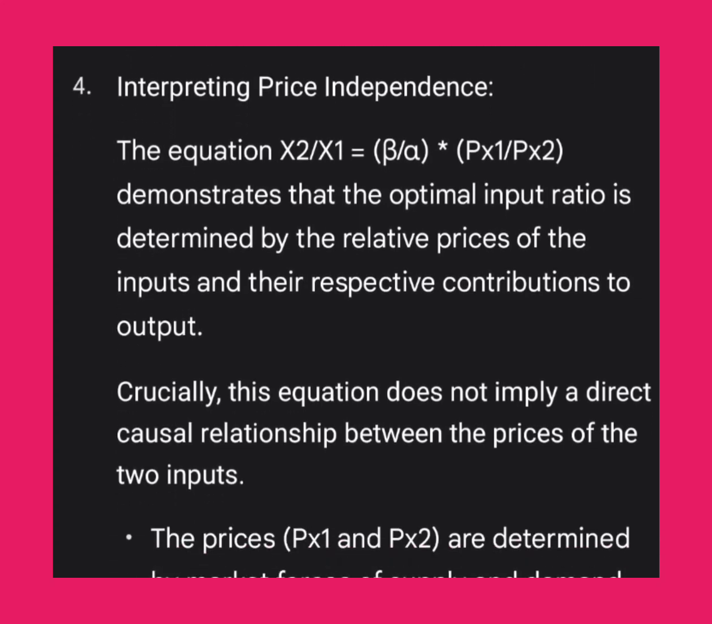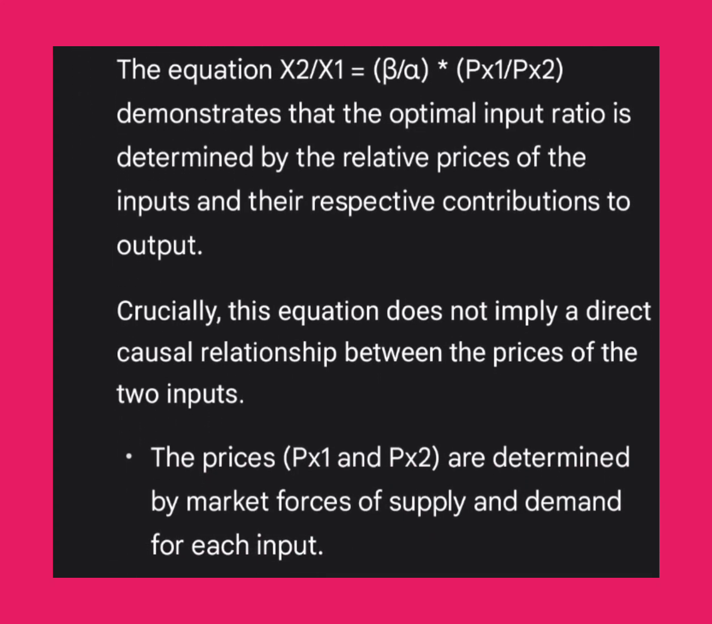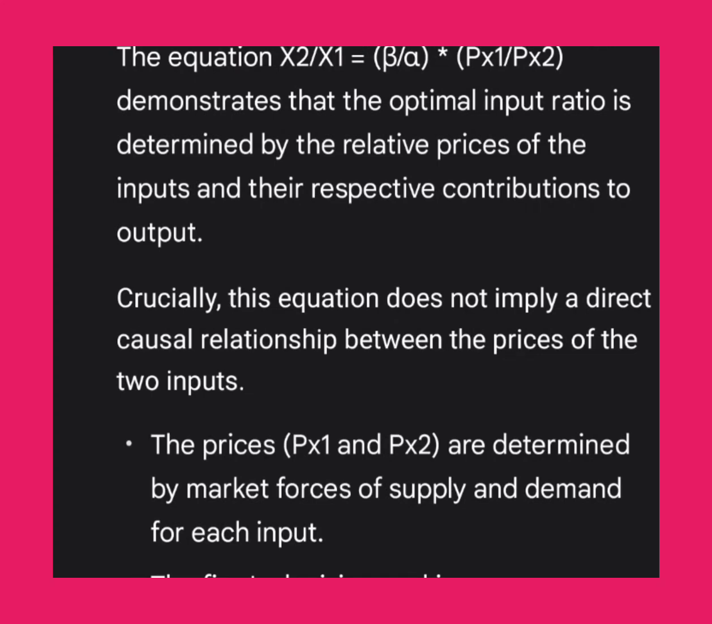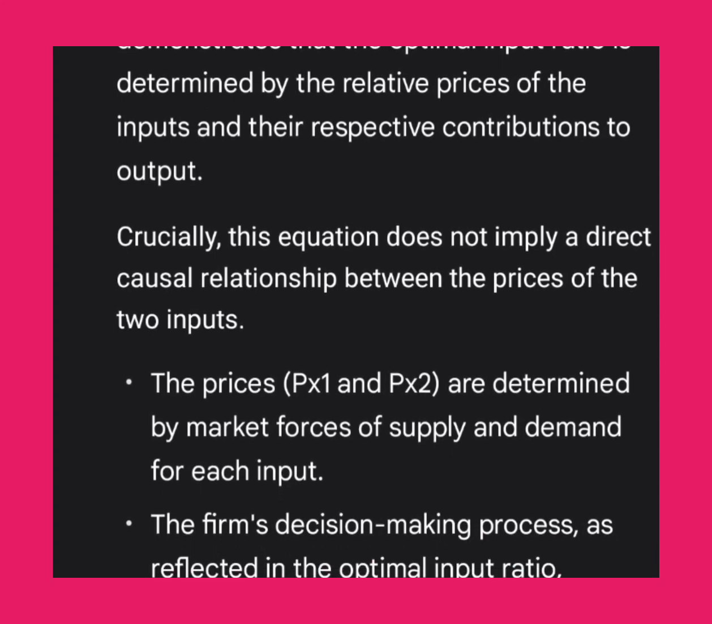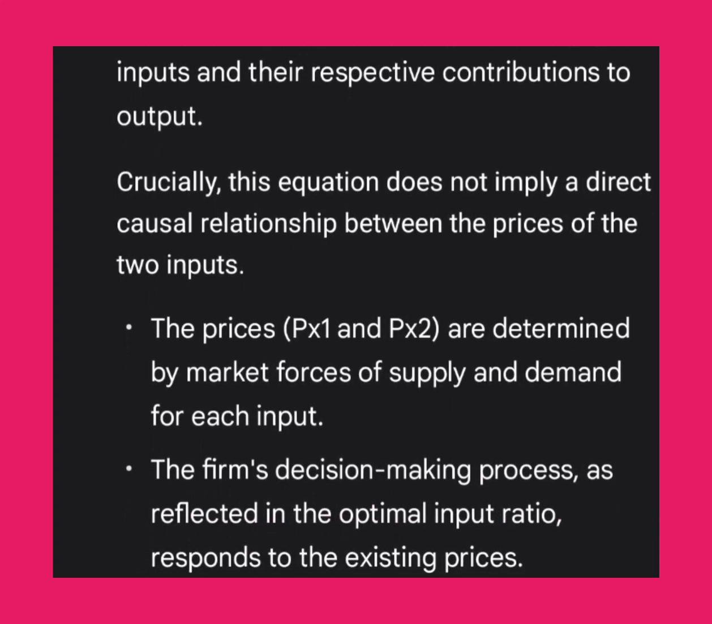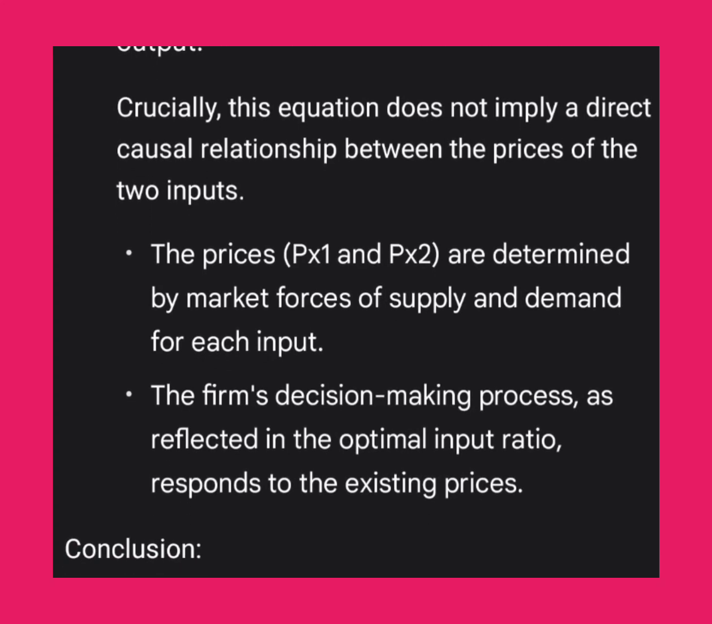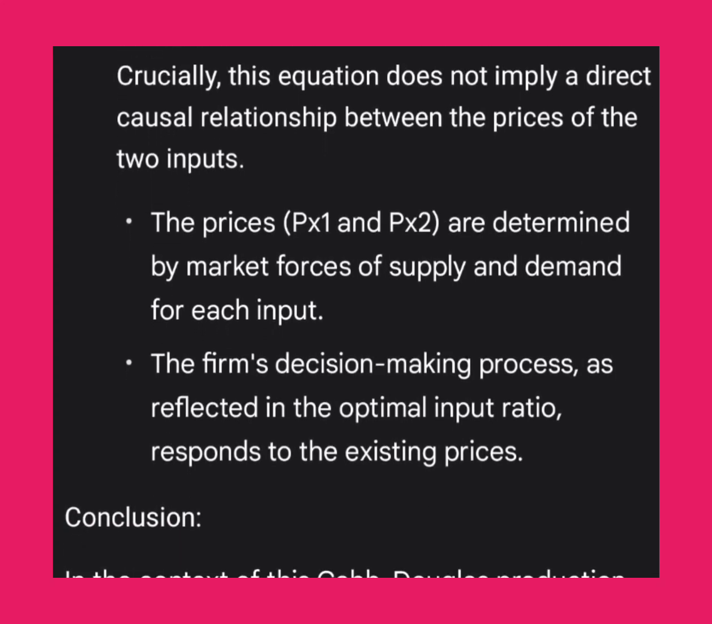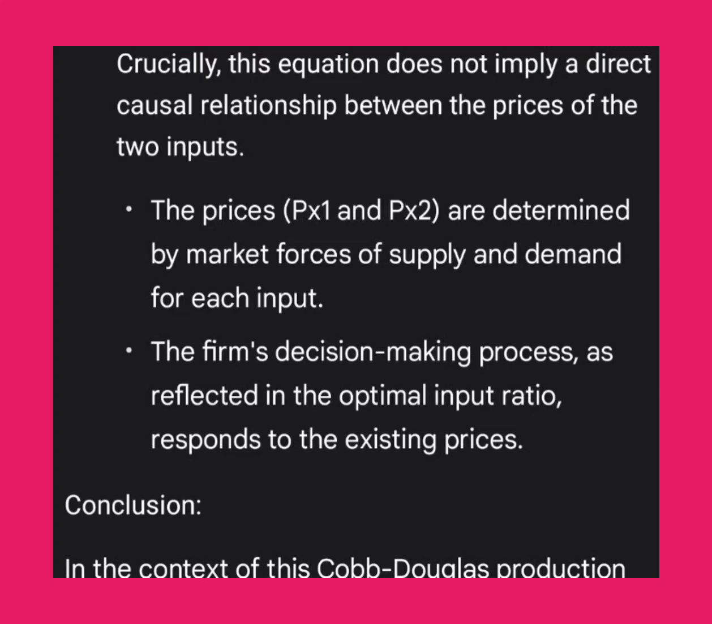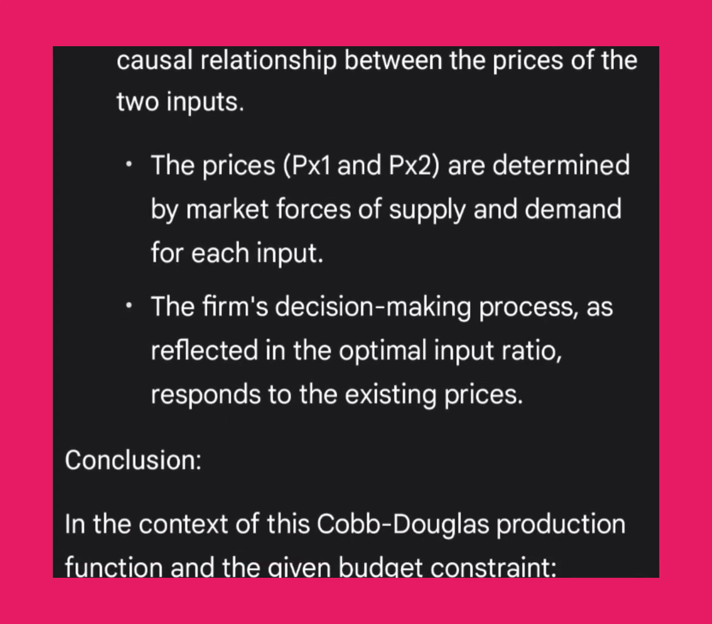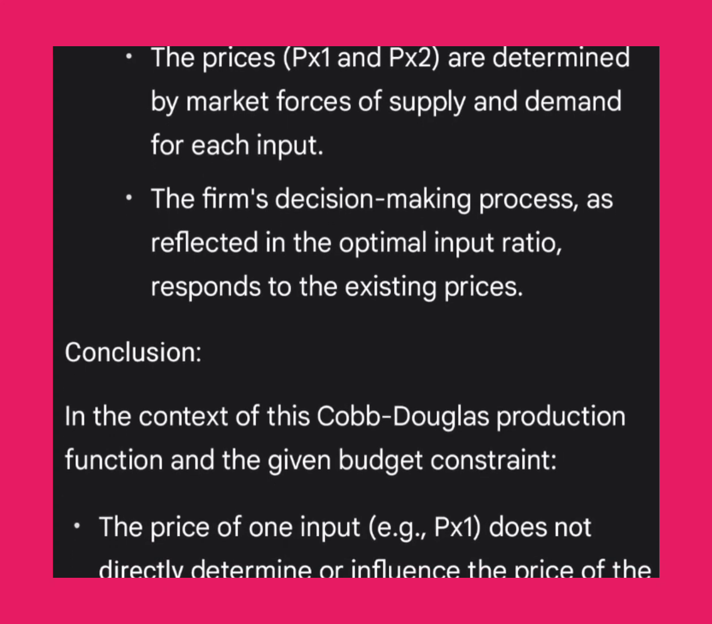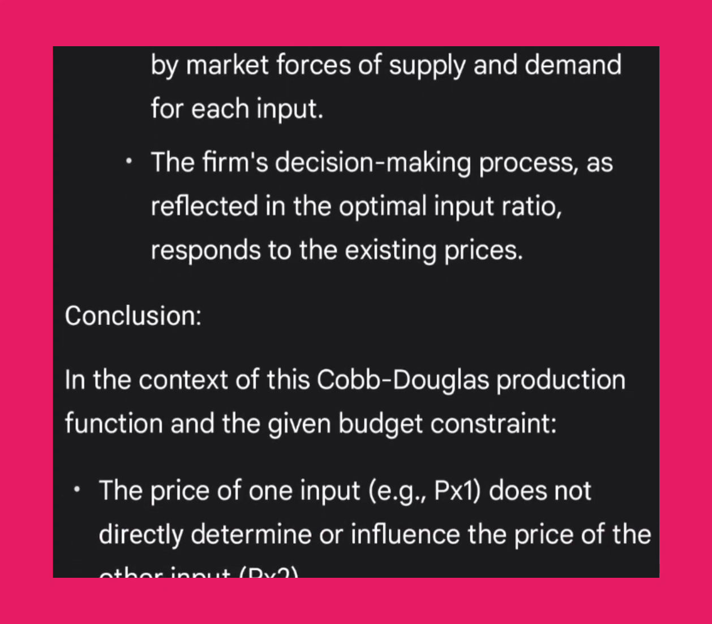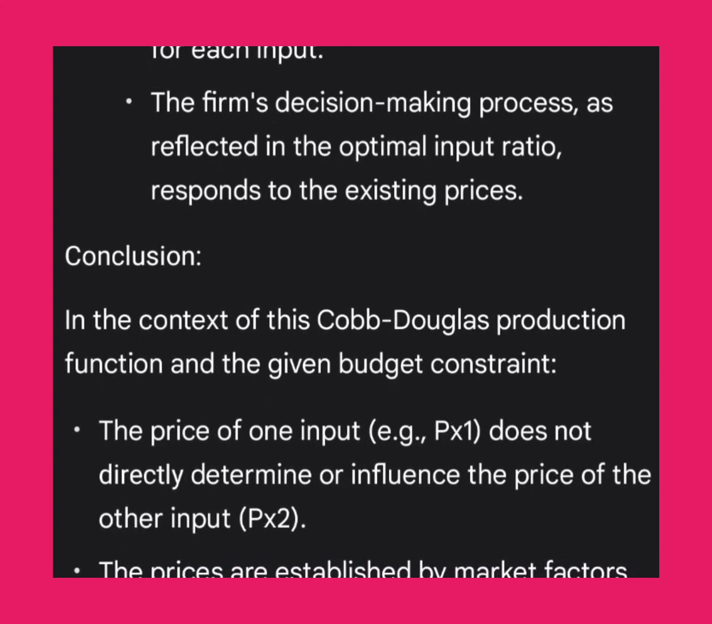4. Interpreting price independence. The equation x2/x1 equals beta/alpha * Px1/Px2 demonstrates that the optimal input ratio is determined by the relative prices of the inputs and their respective contributions to output. Crucially, this equation does not imply a direct causal relationship between the prices of the two inputs. The prices, Px1 and Px2, are determined by market forces of supply and demand for each input. The firm's decision-making process, as reflected in the optimal input ratio, responds to the existing prices.